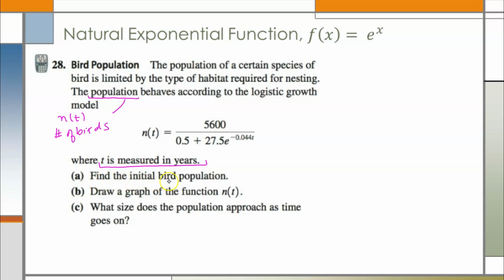Find the initial bird population. So we're finding N. Draw a graph. What size does the population approach? Those are questions that are now going to be solved.